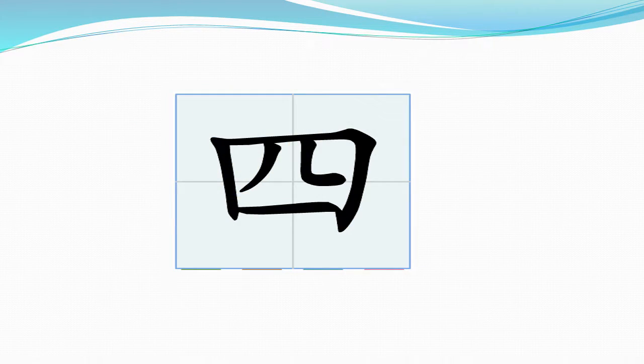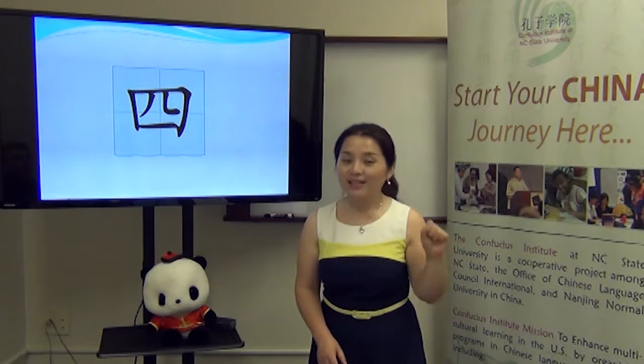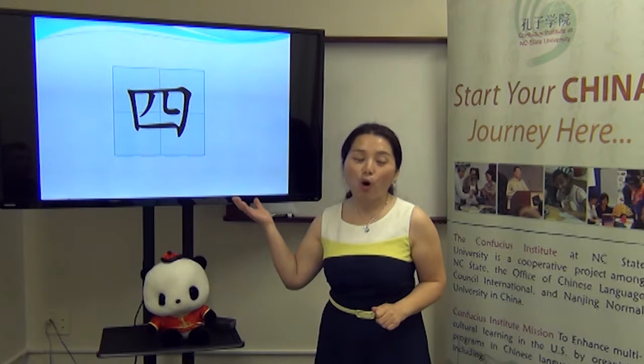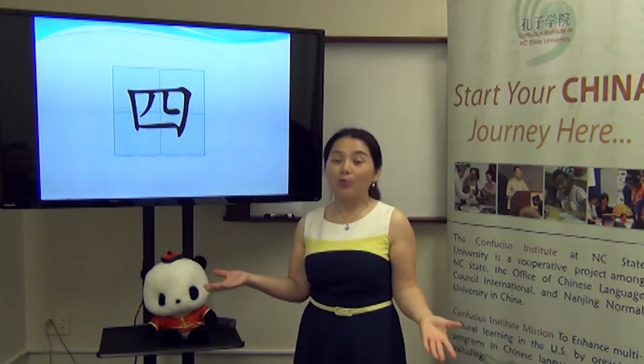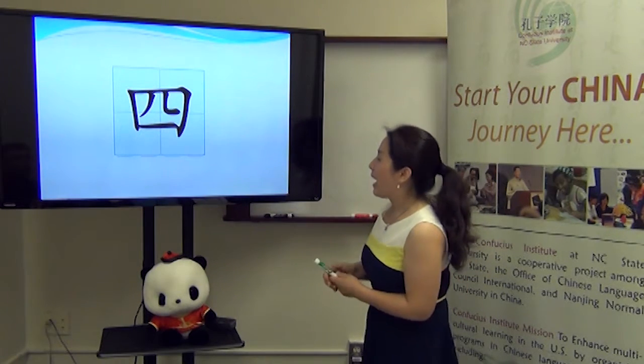这是什么字? What character? 这是什么字? Okay, this is 四, the number 4. We just have 一 with 1 stroke, 二 with 2 strokes, 三 with 3 strokes. So when it comes to 4, definitely not 4 strokes. Otherwise, how can we write the character for 10,000? And therefore 4, we just have.